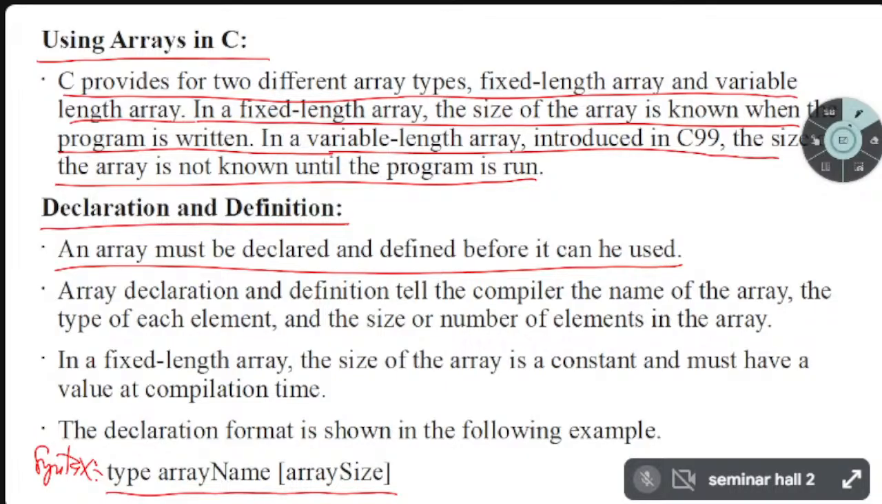Then declare it. Give the number. Give the size of the array. Provide the size of the array. If it is not known, then go with a variable length array. If you do not know how many elements you want to work with, then in that case, declare it as a variable length array.